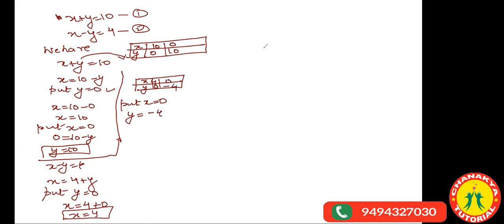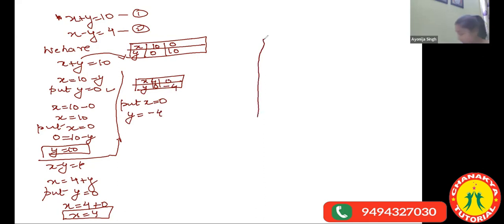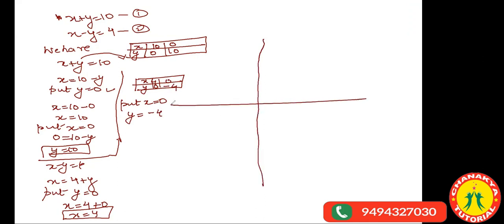Children, reply, beta. Yes, ma'am. Okay, now make a graph. So see, here 10, so I will make here 10 intervals. 1, 2, 3, 4, 5, 6, 7, 8, 9. Clear? Now here 1, 2, 3, 4, 5, 6, 7, 8, 9, and 10.